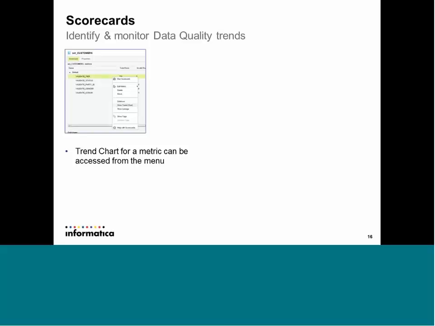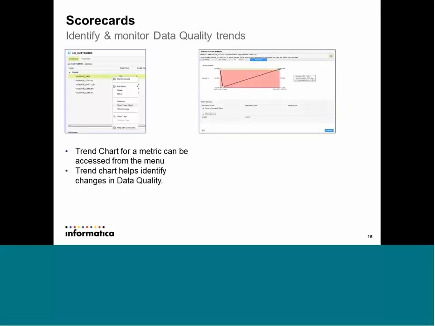And once you've actually created your scorecard, you can then look at a trend chart for a metric, which can be accessed from the menu. And that will basically show us what the results of that particular rule have been over all of the times we've run that scorecard.